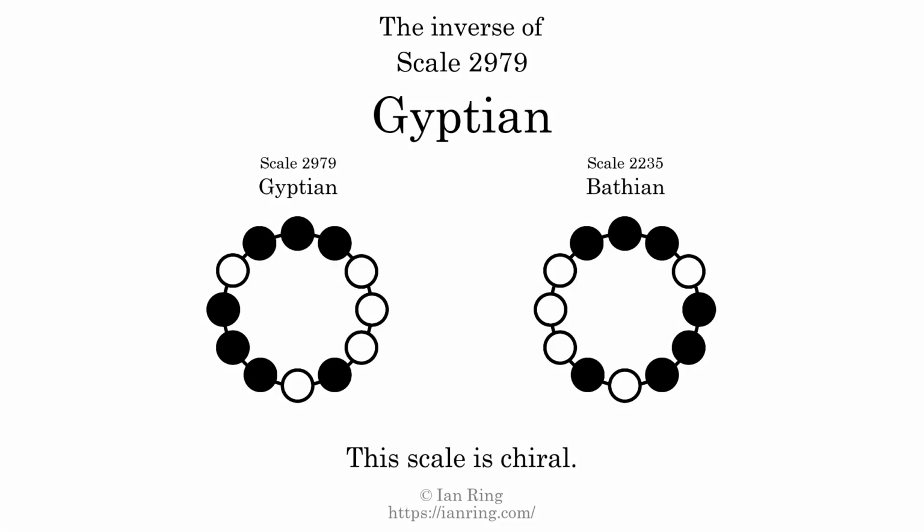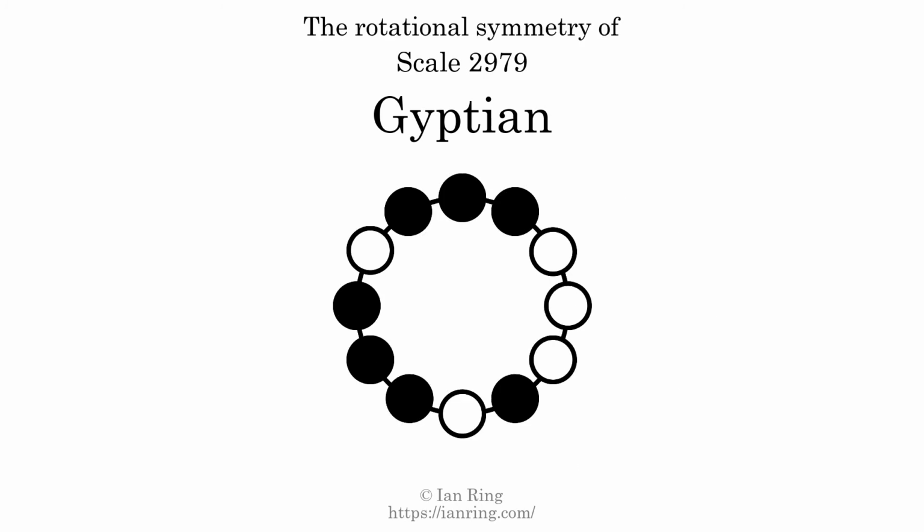The inverse of a scale is a mirror image. It is what you get when the sequence of intervals is reversed. The inverse of this scale is scale 2235, also known as Bathian. This scale is chiral. It cannot transform into its inverse by rotational transformation. This scale has no rotational symmetry.